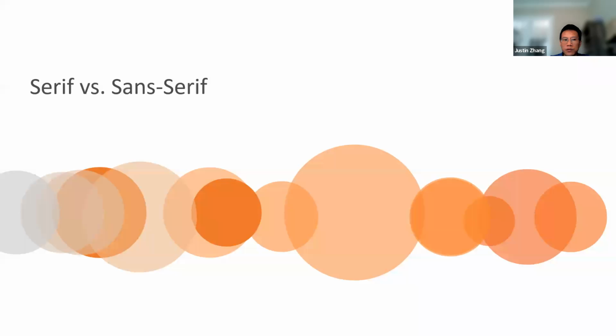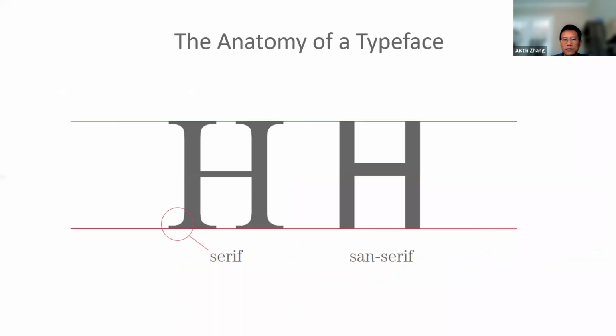So what's the difference between serif versus sans serif? Let's look at the anatomy of a typeface. You see on the left-hand side, it's serif. On the right-hand side, it's sans serif. The difference is one has the feet, the other does not. So serif, you can see, is the typeface with feet. Sans serif has no feet.